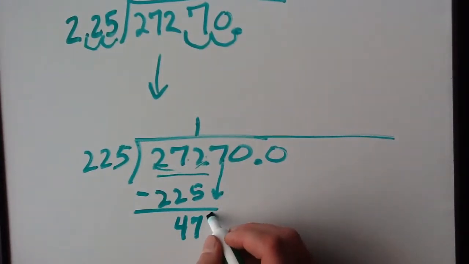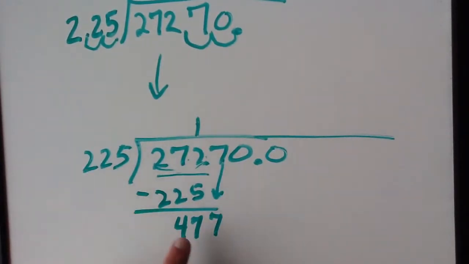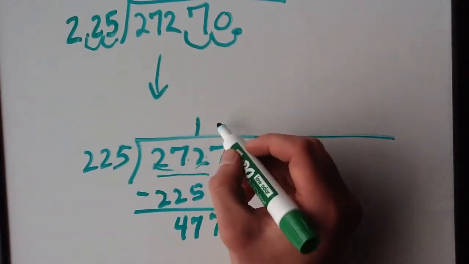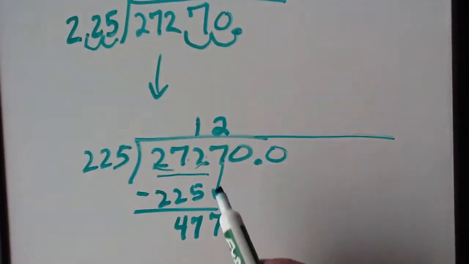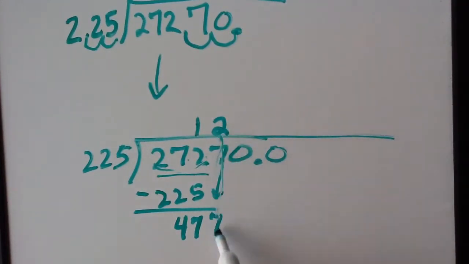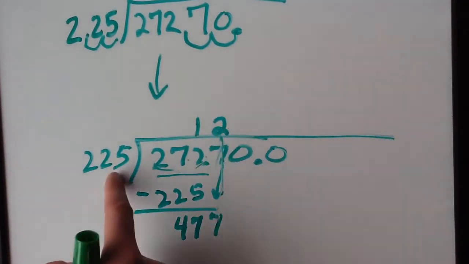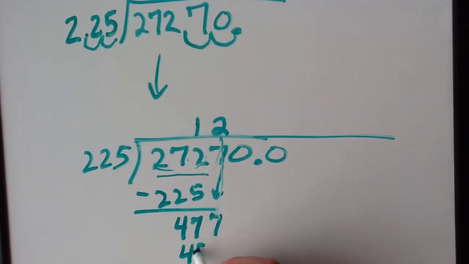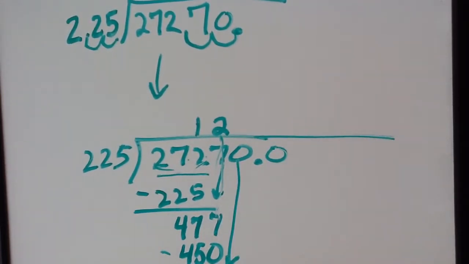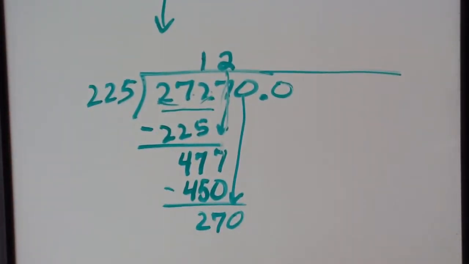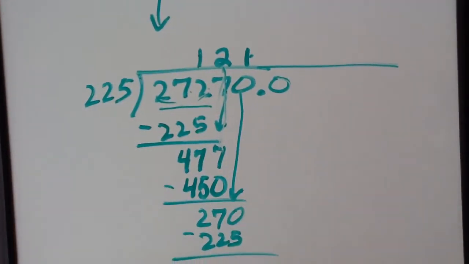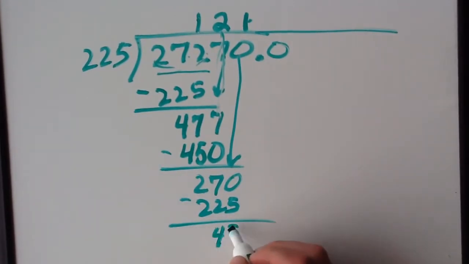Bring down the next digit. The next digit is a 7. How many times can 225 go into 477? It goes in 2 times. So I put the 2 right over the 7 there, right? Because it's the last digit that I'm considering. 2 times 225, that's 450. You subtract, that would give you 27. Bring down the next digit, which is a 0. Okay? So how many times can 225 go into 270? It goes in 1 time. 1 times 225 is 225. If you subtract, you get 45.